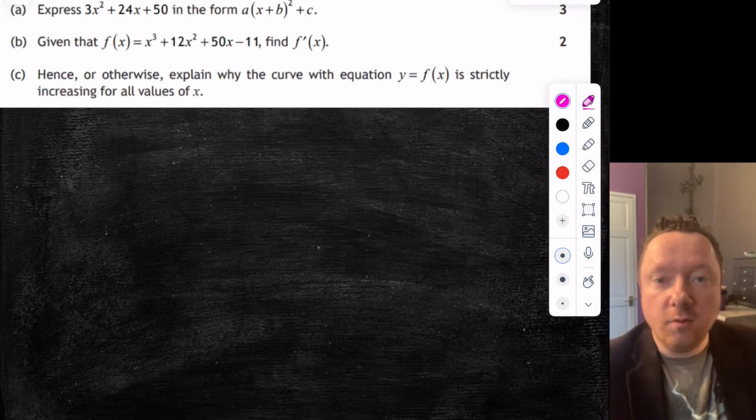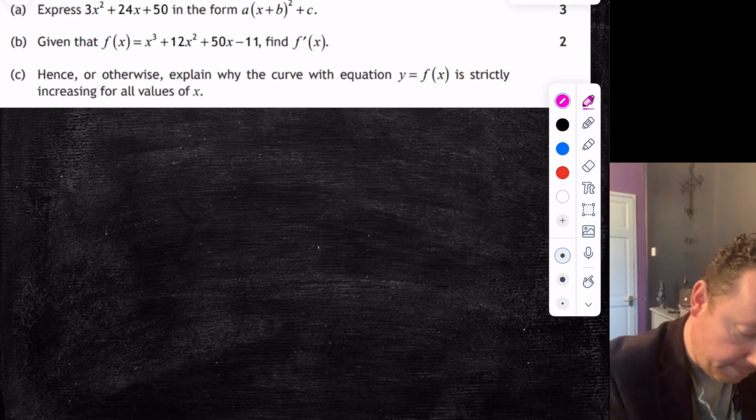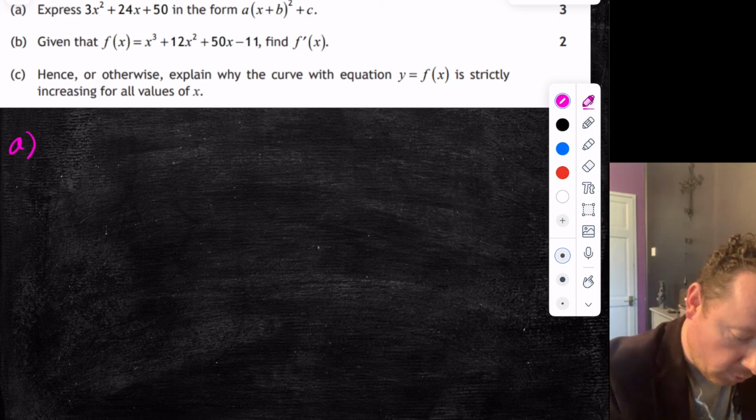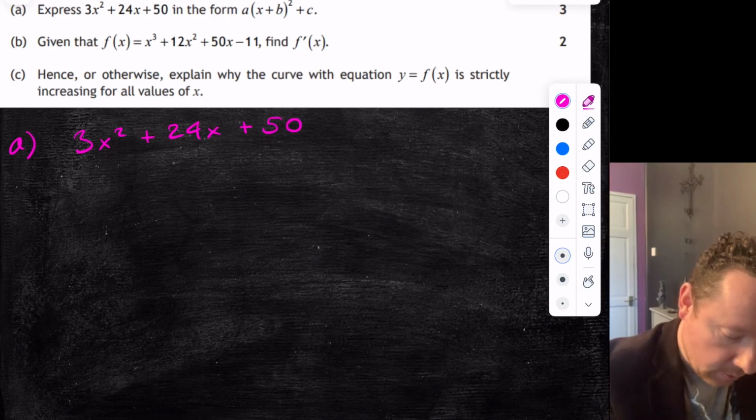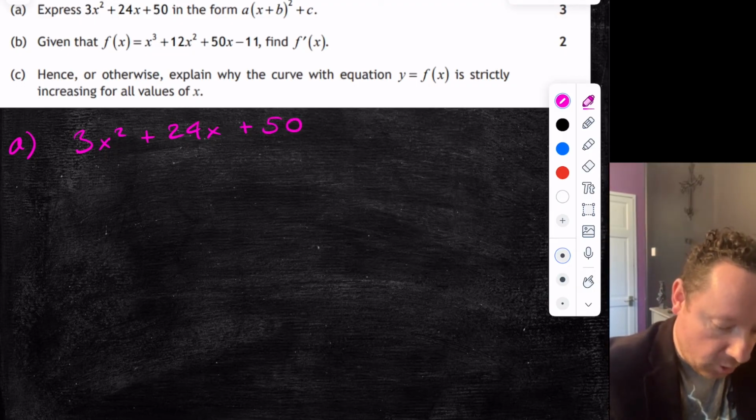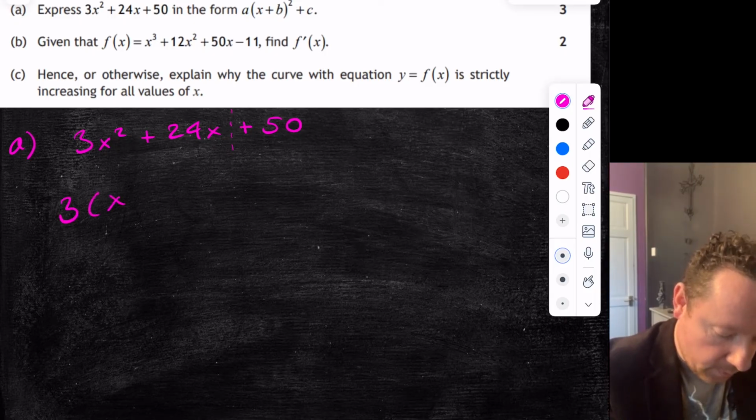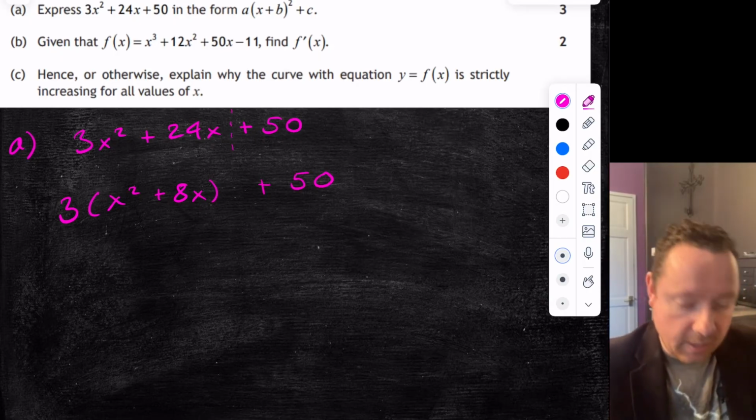So let's start off with completing the square for part A. So we've got 3x squared plus 24x plus 50. So we can just take 3 out as a common factor between the first two terms to get x squared plus 8x, and then leave the 50 where it is, and then just complete the square on that bit.